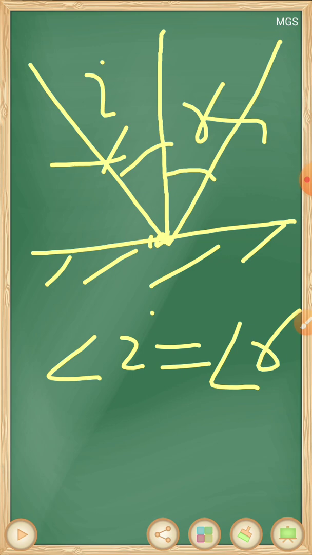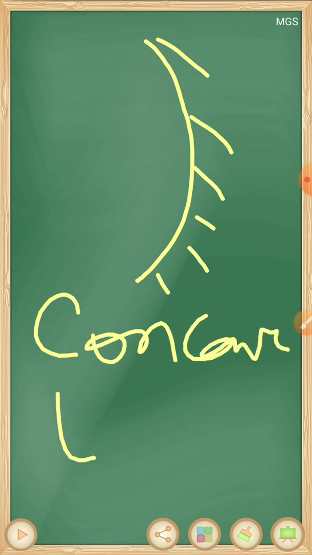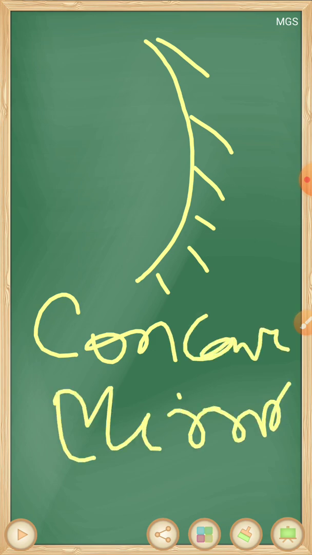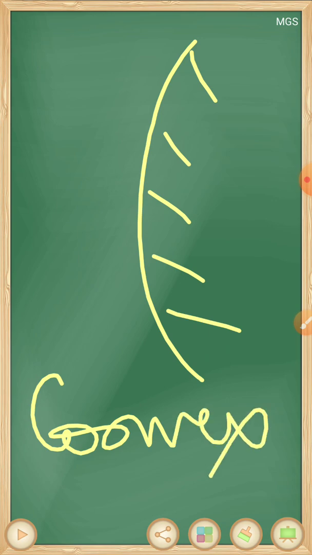Now, there are two types of spherical mirrors. One is known as concave mirror, in which the bulging edge is polished and curved surface is reflecting surface. This is your concave mirror. Another is convex, in which curved surface is polished and bulging surface is reflecting surface. This is convex mirror.